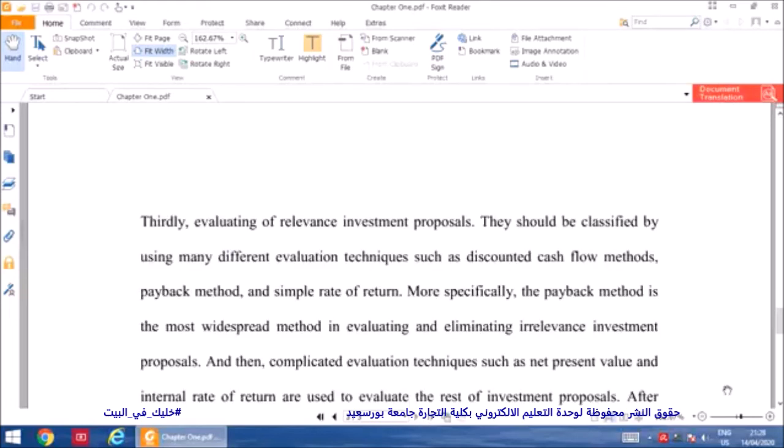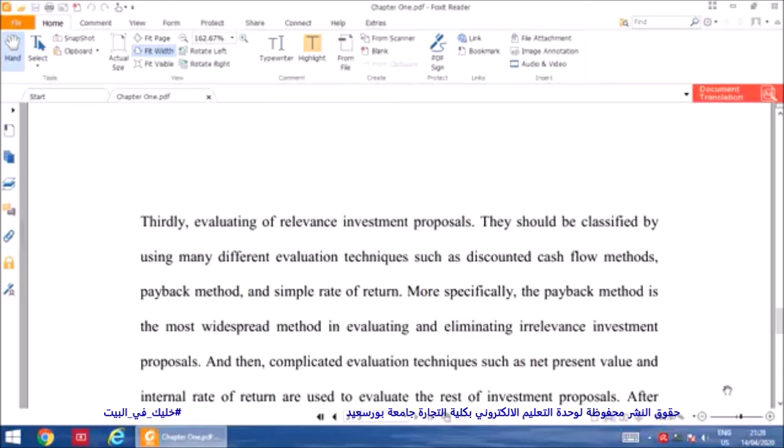Thirdly, evaluating relevant investment proposals. They should be classified using the different evaluation techniques that we studied in the first chapter, such as discounted cash flow methods, payback method, and simple rate of return.